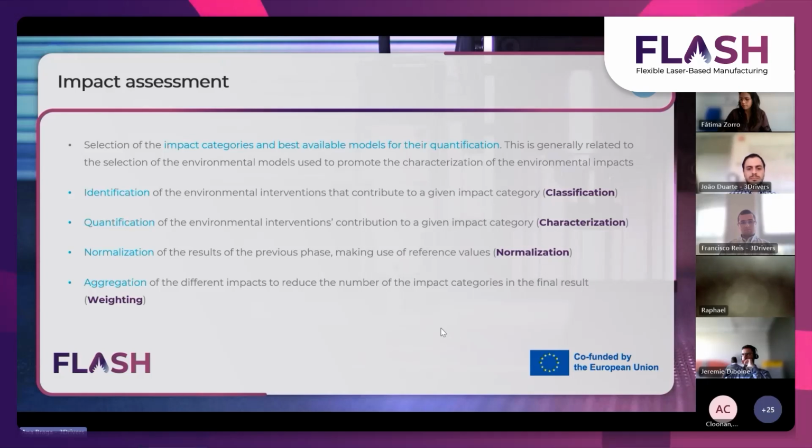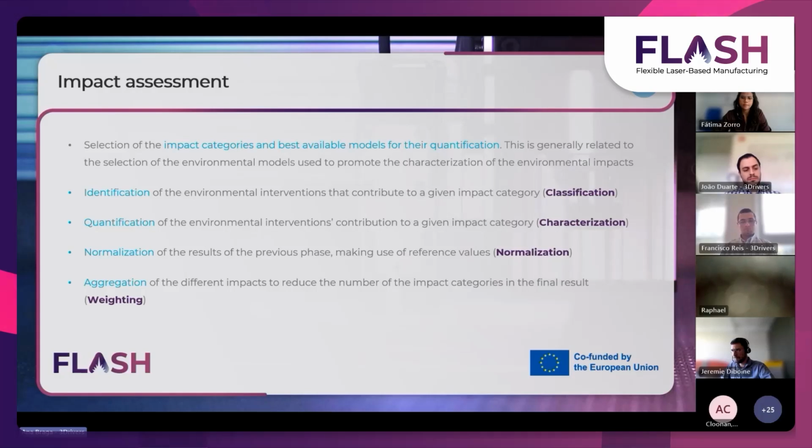So basically, what we consider in the impact assessment is the selection of the impact categories and best available models for their quantification. This is generally related to the selection of the environmental models used to promote the characterization of the environmental impacts. We know that there are almost 20 impact categories. We can select the ones that have more contribution to the system in analysis.